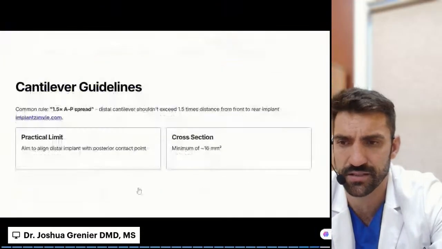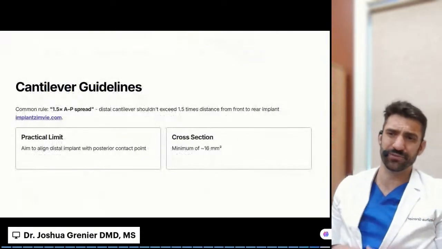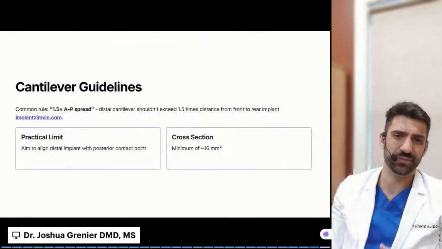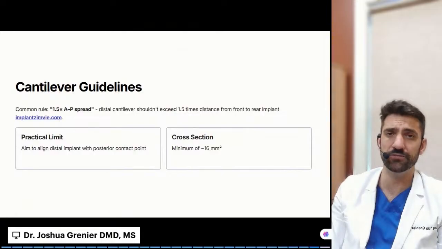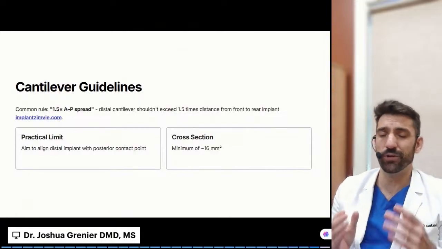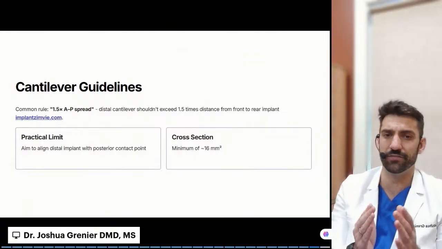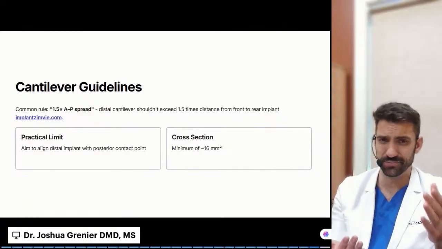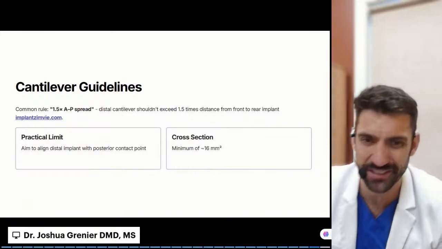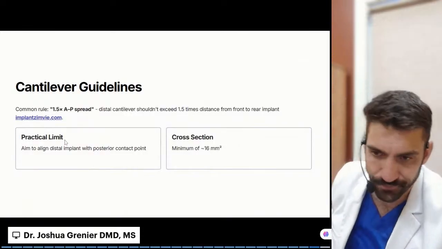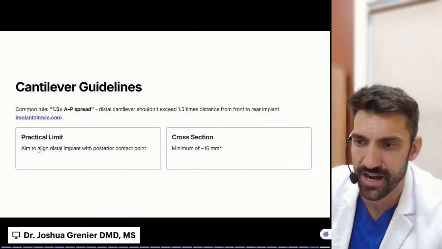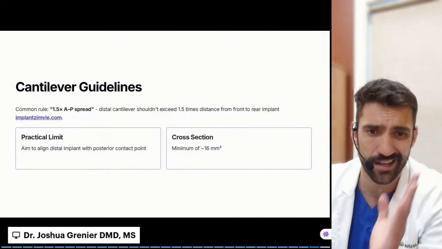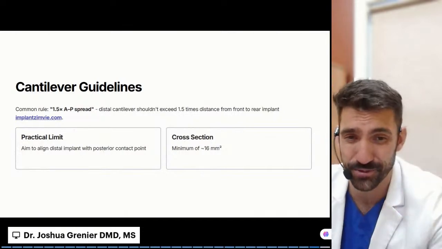Now, the common rule often cited is 1.5 times the AP spread, but again, the literature is mixed. There's some that say 10 millimeters, even 8 millimeters maximum of cantilever, but the point really is the less of a cantilever you have, the better. Everyone seems to agree that less is better. There's many people that give maximum values, but there's no minimum. Really, less is better. And I think a practical consideration is to line your distal implant through the back, the posterior contact point.